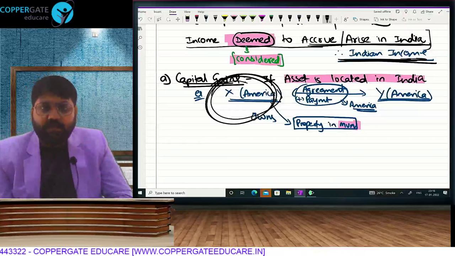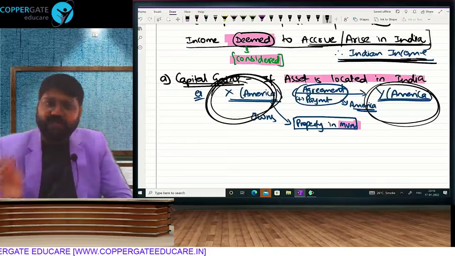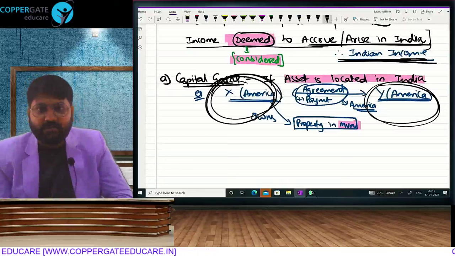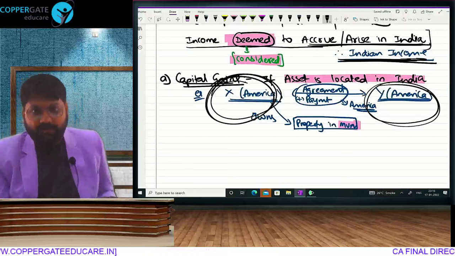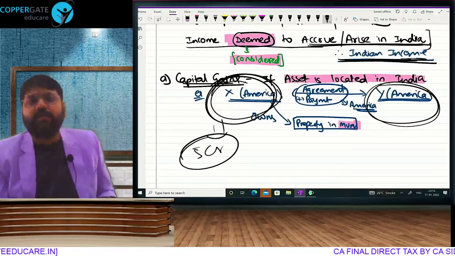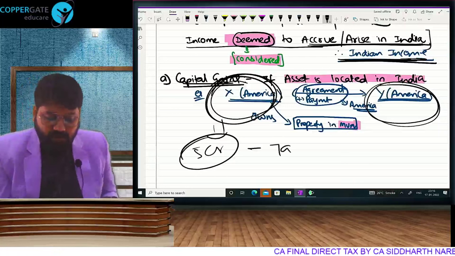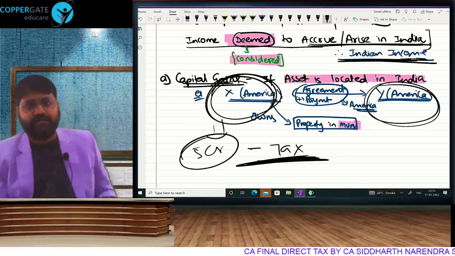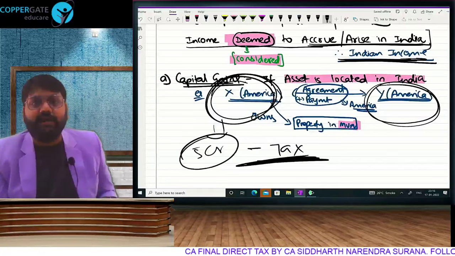It is the duty of this person who is making payment to X. Don't give full money. Supposing you are giving him 5 crore rupees. Calculate what is the tax of Mr. X. From this 5 crore, you have to reduce the tax. That is called a TDS, tax deducted at source.